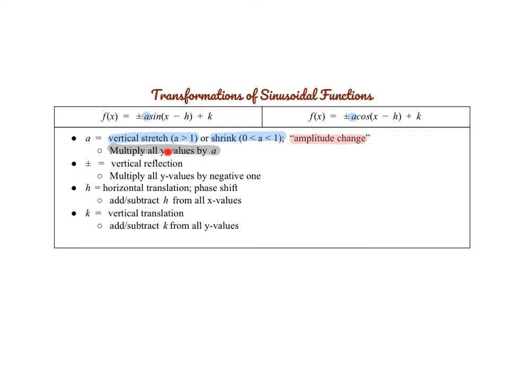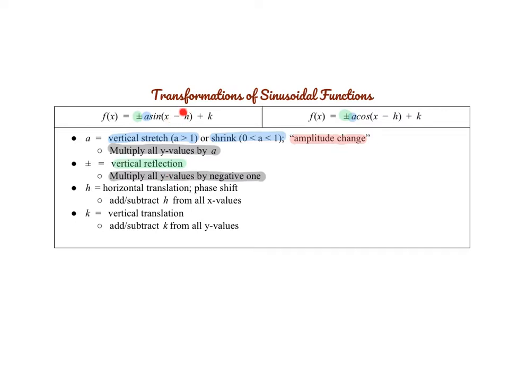And again, we only do this to the y values because it's a vertical transformation. Now the plus or minus sign out front, really you wouldn't see a plus sign, but you might see a minus sign out front. So if you ever see a minus out front, it represents a vertical reflection, and we can apply that to our coordinates by simply multiplying all of our y values by -1. And again, we only do it to our y values because it is a vertical transformation.